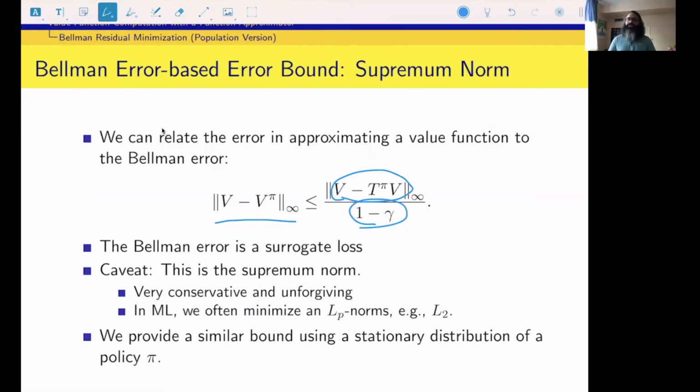So this is essentially saying that if we find a function V that has a small Bellman error, which is the right-hand side, then it provides an upper bound on the closeness of that function to the true V^pi that we want to find.